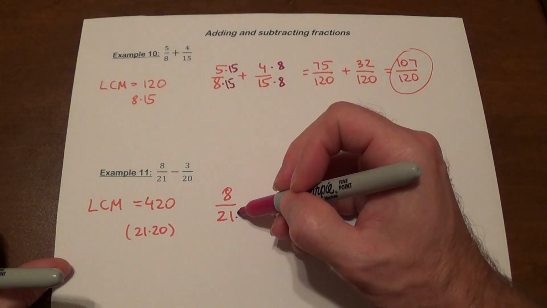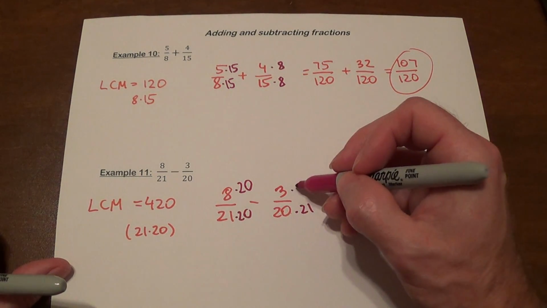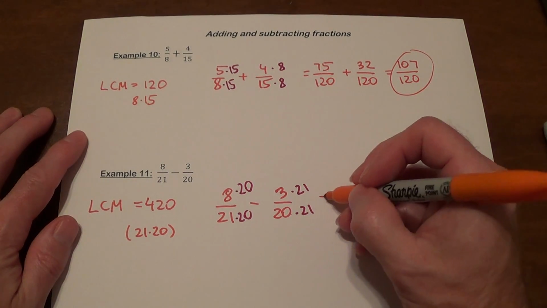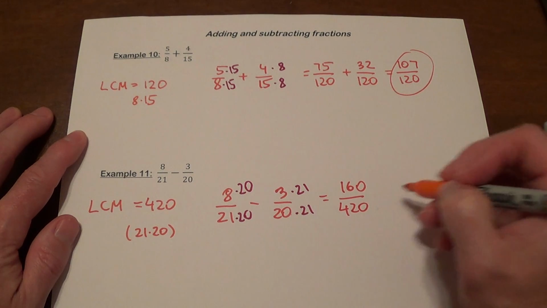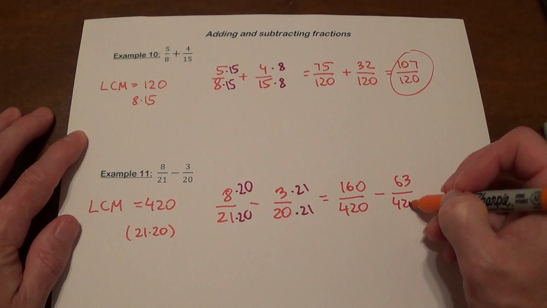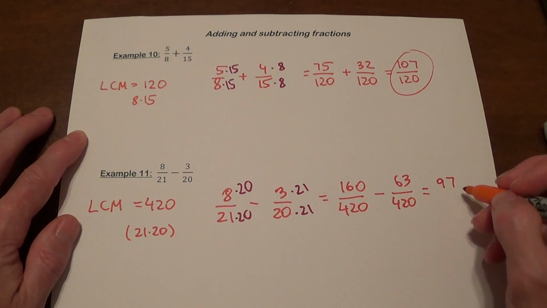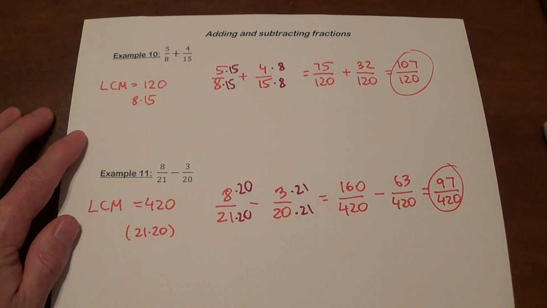So you're going to multiply this by 20, but this one we're going to multiply by 21, both top and the bottom. Remember, you're always going to multiply top and the bottom by whatever number you are using. So what are we getting? We're getting 160 over 420. That's the first fraction. The second fraction is going to be 63 over 420, and 160 minus 63 is 97 over 420, which does not simplify anymore.